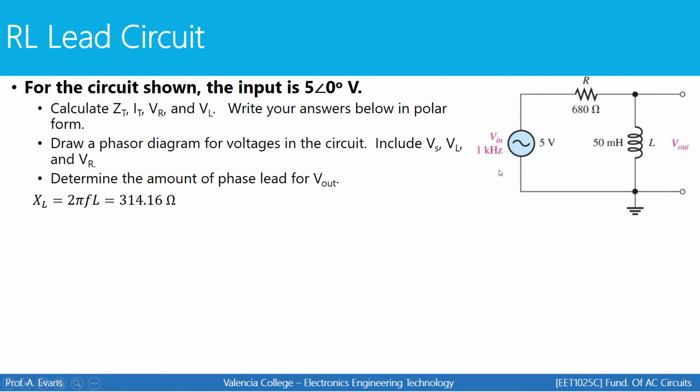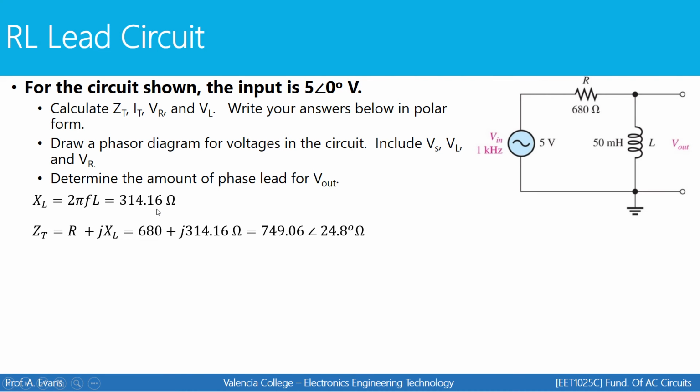So let's start with total impedance. We're going to use the formula provided for total impedance, which is R plus jXL. Remember, you have to first calculate XL, and XL is calculated by doing 2 pi f L. There's your formula. So we're going to plug in the 1 kilohertz frequency provided as well as the 50 millihenries provided to get our XL.